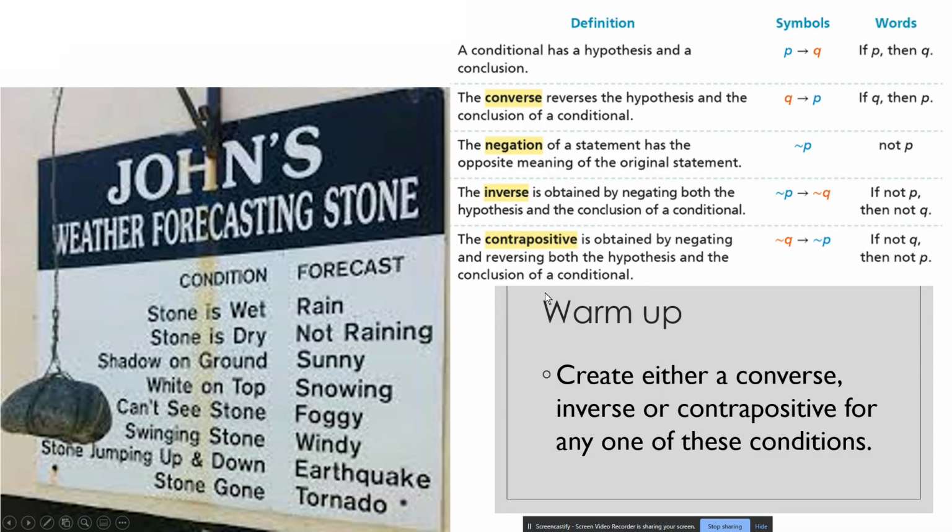Okay, welcome back. So at this point, I'm just going to grab the laser pointer so you can have that. So have that, and we'll edit if need be. For instance, we could have just said the stone is not wet. That means it's not raining. That would be the inverse for that. So that was just a quick example.